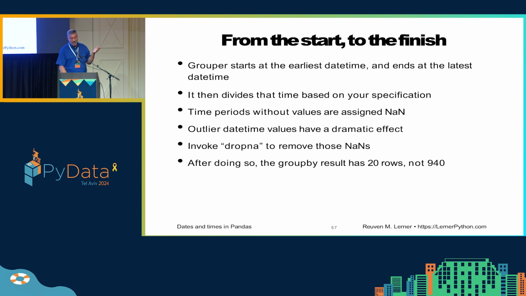So really what I need to do then is use drop NA, right? I get rid of those NaN values that are not interesting, and then suddenly I have 20 values, still a little more than 1 month, but more reasonable.